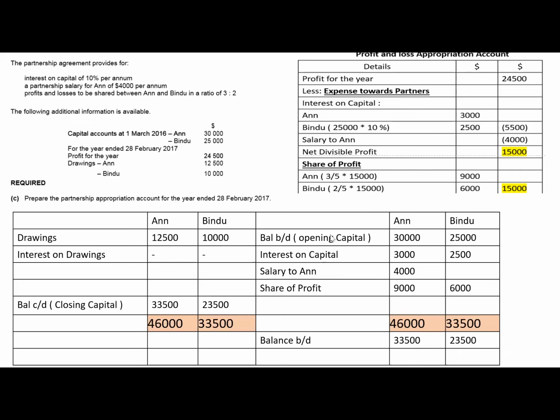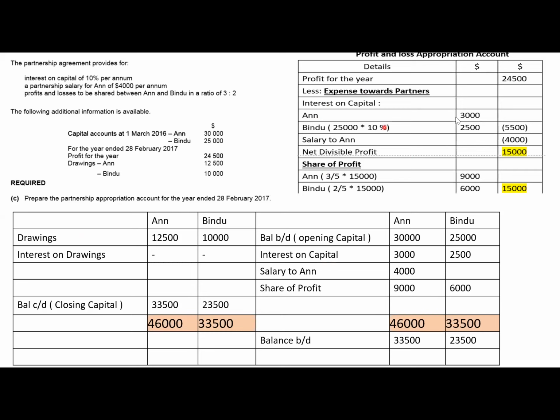Okay, opening capital will be over here. Are you with me? So this capital amount will come over here. Drawings is over here. Except for the first line, everything else you will get from the appropriation account. I'm repeating again. Except for the first line, everything else you will get from which account? From the appropriation account.